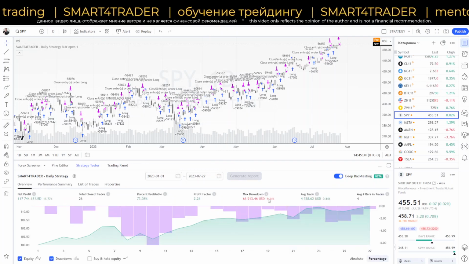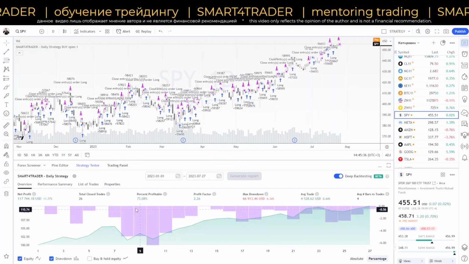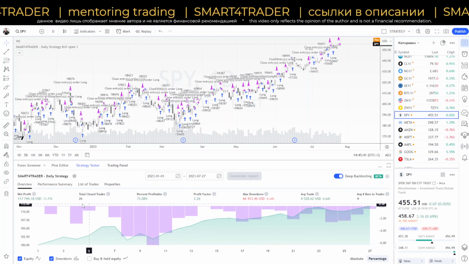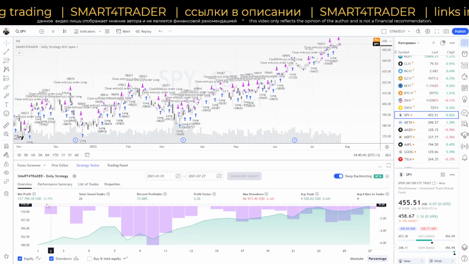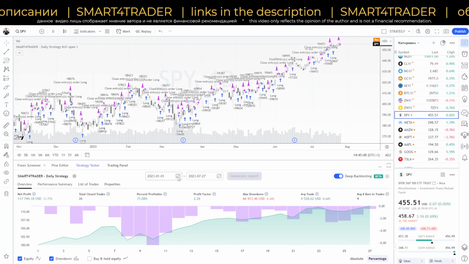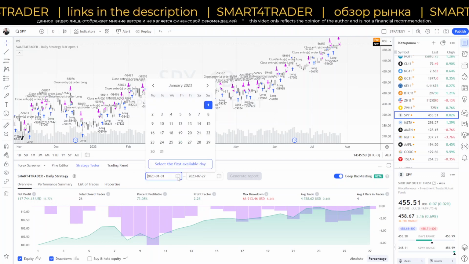This year we had a drawdown of 6%, the profitability of transactions was 73%, the profit factor was 2.26, and 26 total transactions were made. Well, in principle, at the moment we would already have 11%. Yes, it's certainly a little different than in previous years, but nevertheless.